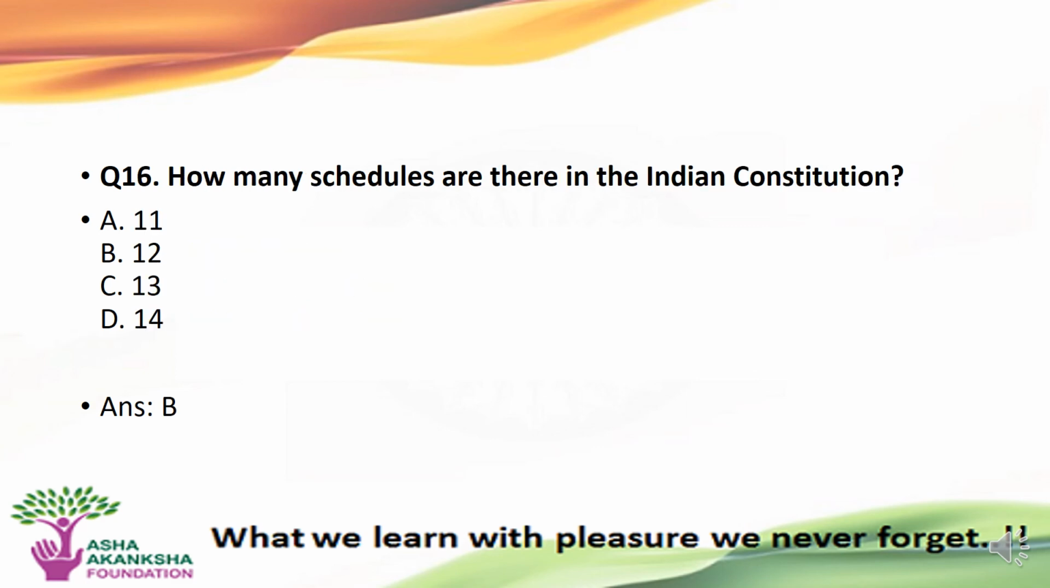The next question is how many schedules are there in the Indian Constitution? Options are A. 11 schedules, B. 12 schedules, C. 13 schedules, or D. 14 schedules. The correct answer to this question is option B, that is the Indian Constitution contains in total 12 schedules.